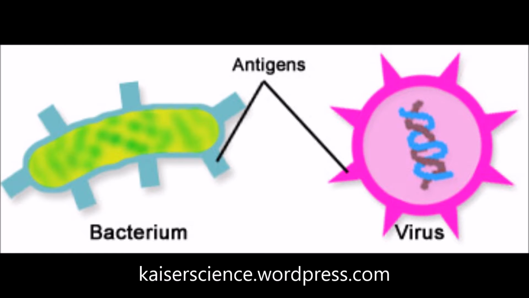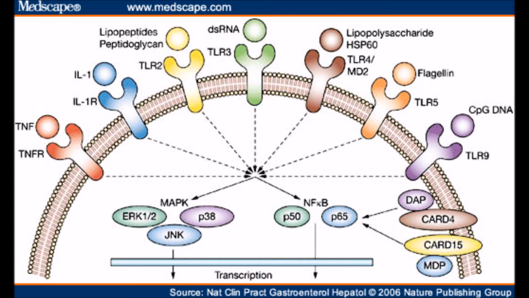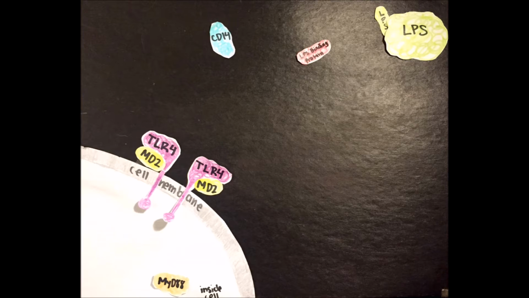After they recognize these non-self molecules, TLRs will send out a signal to our immune system, telling it where to send certain cells to fight the bacteria. So TLR4 specifically recognizes a structure called lipopolysaccharide, or LPS, which is found on the outside of certain unwanted bacteria. TLR4 can't recognize LPS on its own, though.